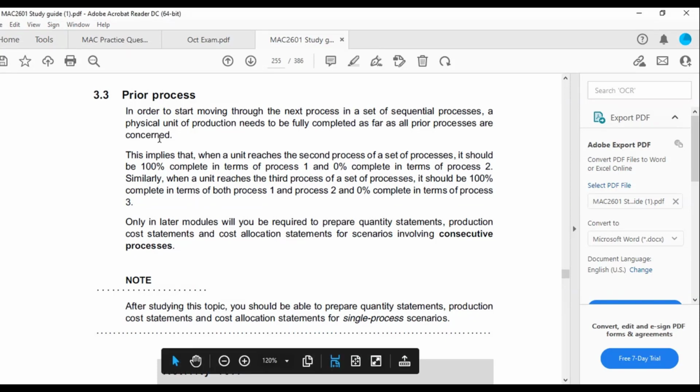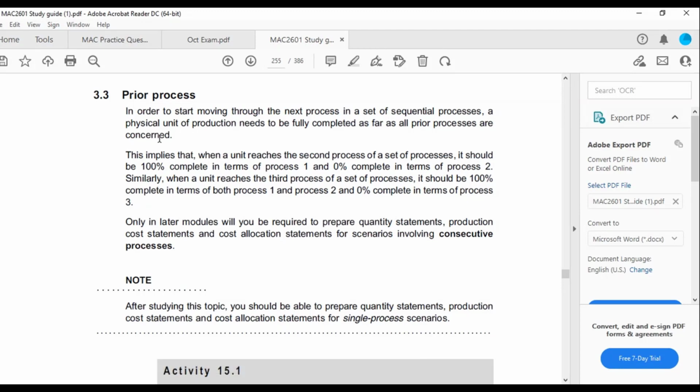Prior process, how do we treat it? In order to start moving to the next process, a set of sequential processes would have been experienced. So this is instances where there was the roasting, sorry for yawning, I'm using the coffee example. There was the roasting of the coffee beans before they started being ground. So now the roasting of the coffee beans would be your prior process.